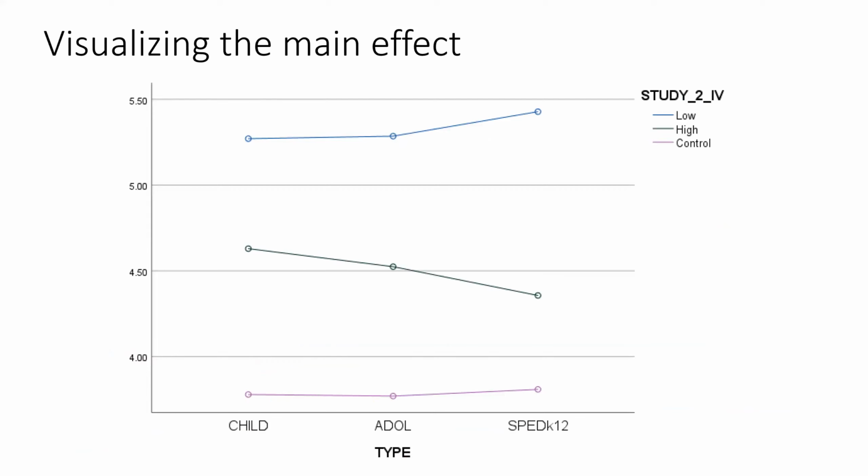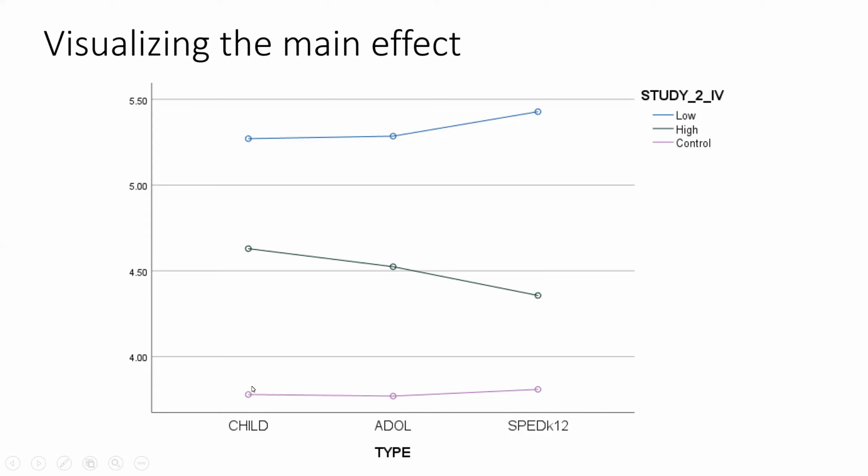We can visualize this main effect with what's called a profile plot. And this profile plot shows the separate lines for the 3 conditions. So the low condition is in blue, the high condition is in green, and the control condition is in purple. And it gives points along the x-axis for each specialization type. And you'll see that although there is some variability across specialization types, it's never great.